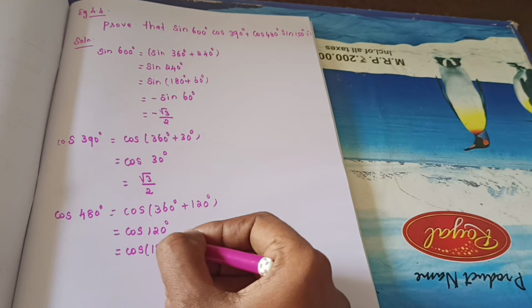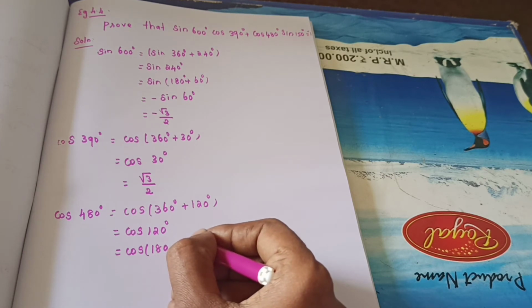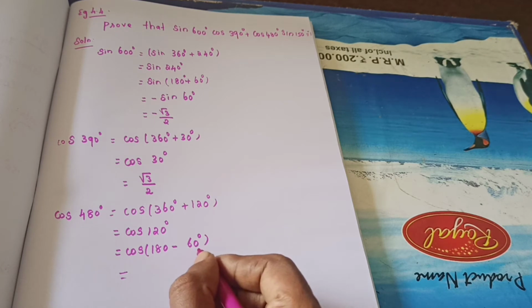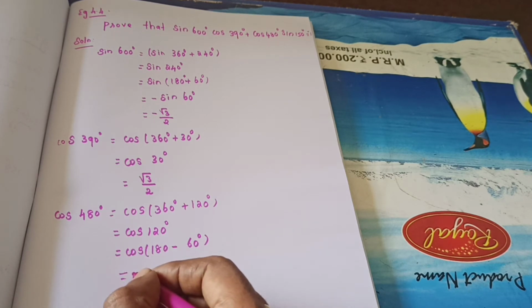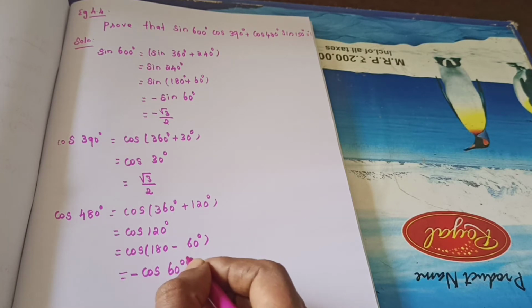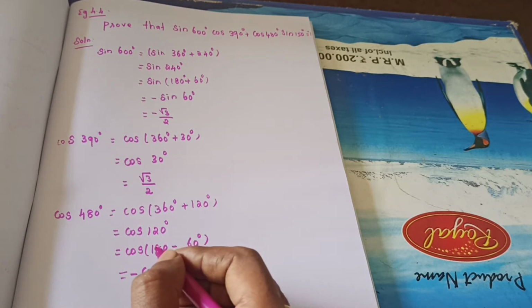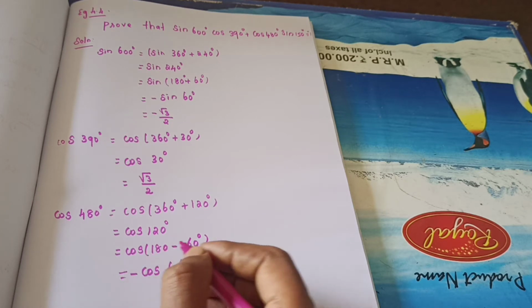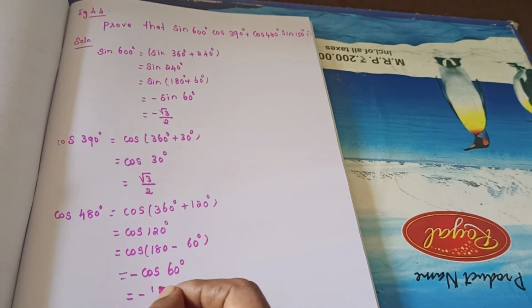Okay. So I am taking 180 minus theta. So minus theta means minus 60 degree. But the theta value must be the known angles. That's all. So cos of 180 minus theta means minus cos theta. So minus cos 60 degree. So cos 60 degree, what's the value? 1 by 2. So minus 1 by 2.